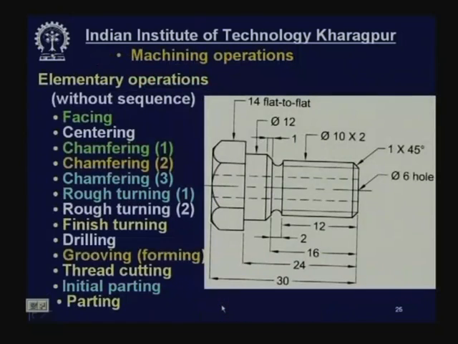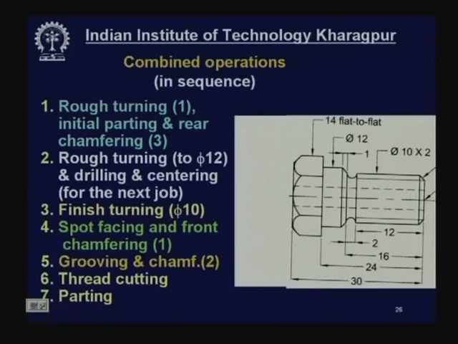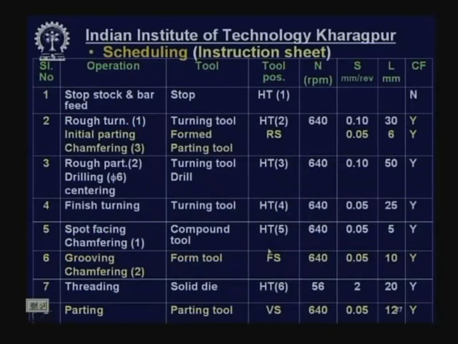So this way you can do the entire operations, identify the elementary operations, then combine the operations as shown over here, then you just write the sequence. Operation number 1, rough turning, initial parting, chamfering together, then rough turning, drilling and centering together, finish turning alone, spot facing and chamfering here alone, grooving and chamfering here together, thread cutting here by a solid die, and parting finally alone.